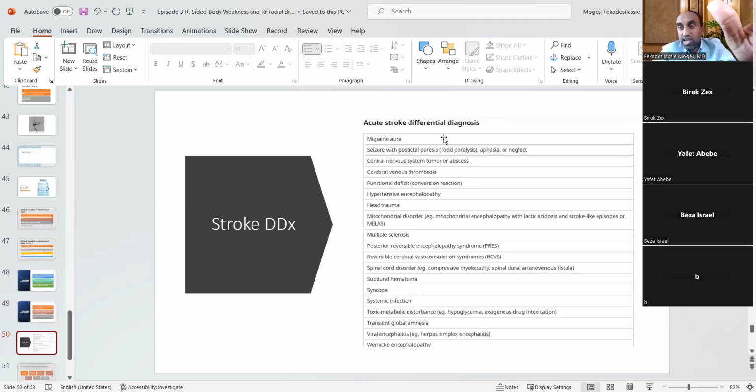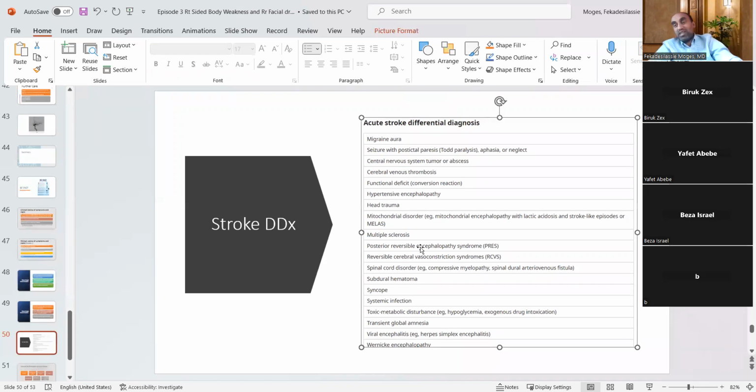And acute stroke differential diagnosis, especially if a patient comes with altered mental status, all this can be differential. You mentioned migraine, seizure, infections, tumors, cerebral venous thrombosis, functional deficits, hypertensive encephalopathy, head trauma, mitochondrial disorders, multiple sclerosis, PRES syndrome, spinal cord disorder, subdural hematoma, syncope, systemic infections, toxic metabolic disturbance like hypoglycemia, drug intoxication, transient global amnesia, viral encephalitis, Wernicke encephalopathy. All these are potential differential diagnoses.